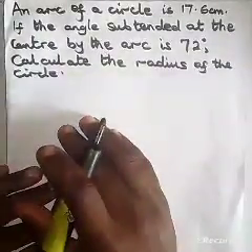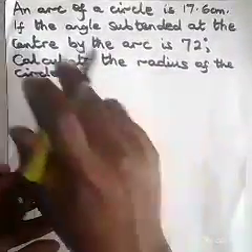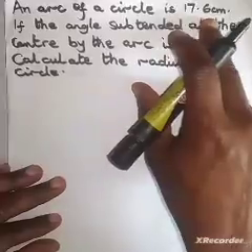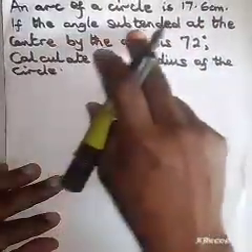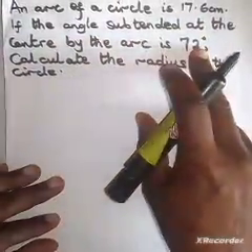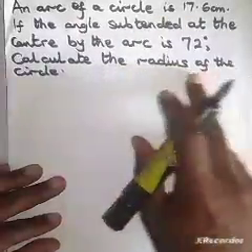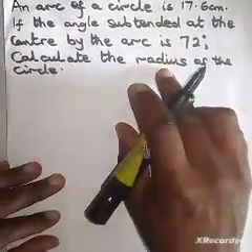Let's look at this question on length of an arc. An arc of a circle is 70.6 centimeter. If the angle subtended at the center by the arc is 72 degrees, calculate the radius of the circle. So we're going to calculate the radius of the circle.